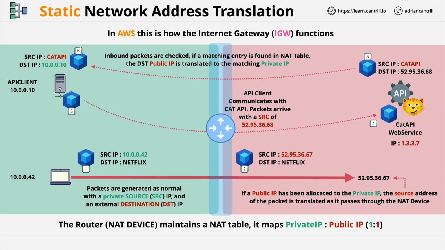This is how static NAT works. Public IPs are allocated to private IPs. For outgoing traffic, the source IP address is translated from the private address to the corresponding public address, and for incoming traffic, the destination IP address is translated from the allocated public address through to the corresponding private IP address. Now, at no point are the private devices configured with a public IP. They always have private IP addresses. And just to reiterate, this is how the AWS Internet Gateway works, which you'll either already know about or will learn about in a different video. So this is static NAT. Now let's move on to dynamic NAT.